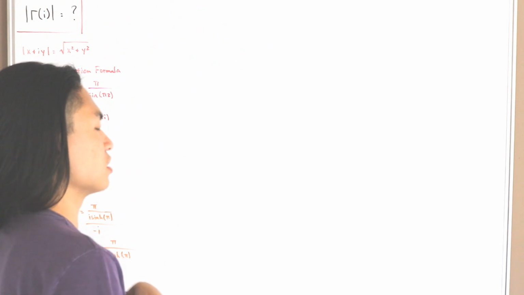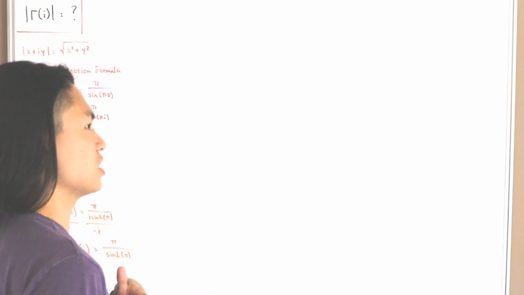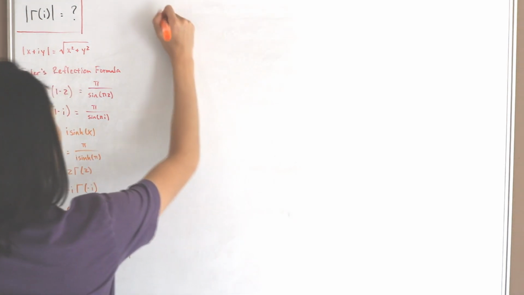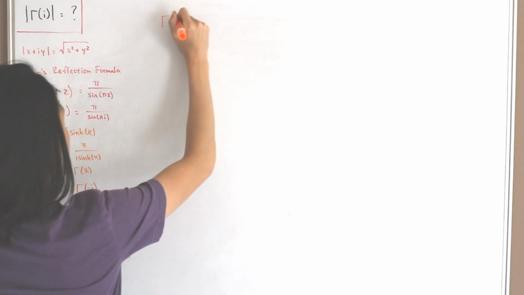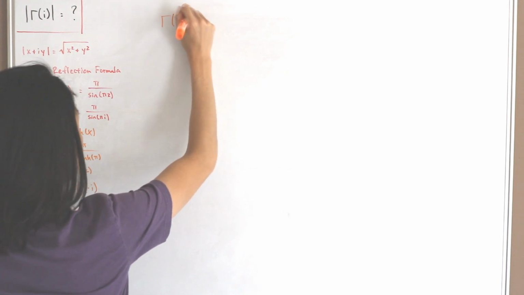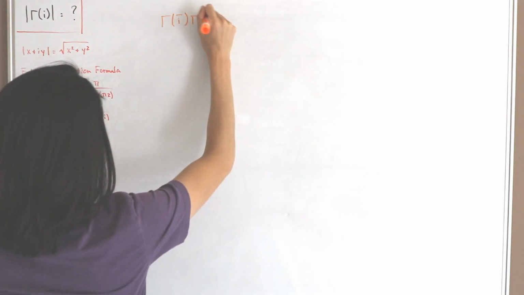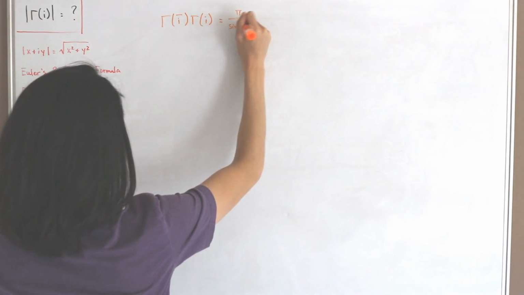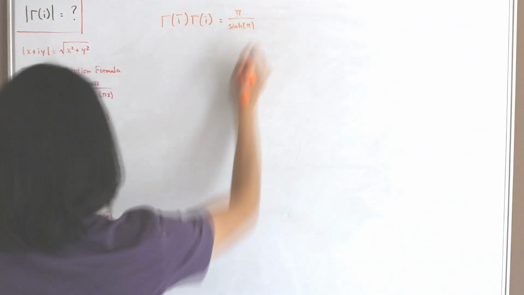So in this case, the conjugate of the complex number z is just x minus i times y. Here, negative i is a complex number, so we can rewrite negative i as the conjugate of i. This means we have gamma of i conjugate multiplied by gamma of i, and so far that's just equal to pi divided by the hyperbolic sine of pi.